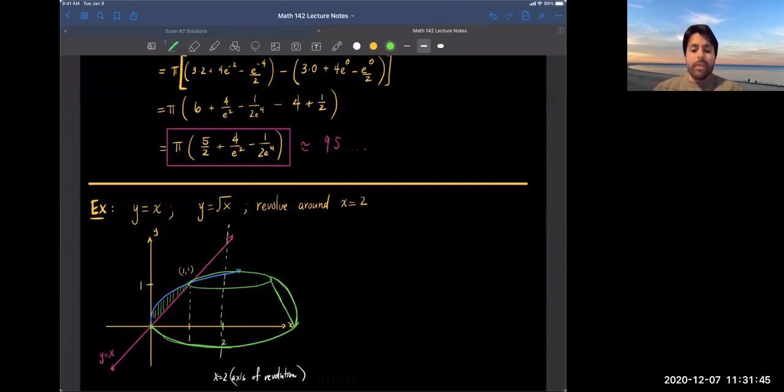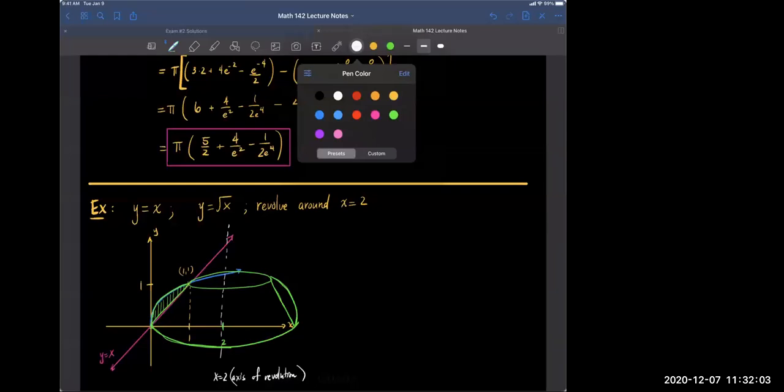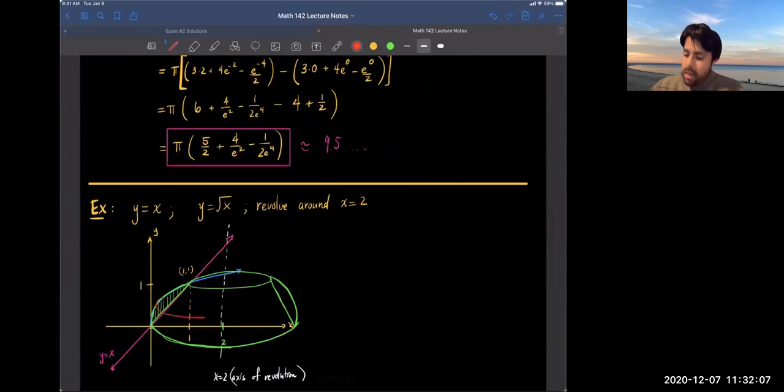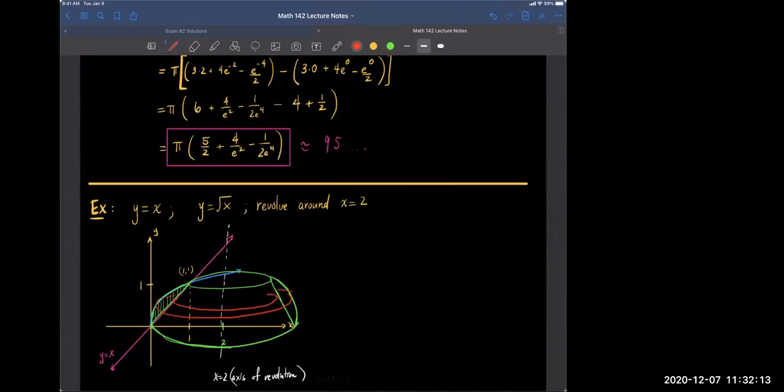And now, what is this now? How do I find it? I have to find washers, right? But now my washers are sliced from a horizontal point of view and stacked vertically. So now I have a washer that looks like this. I have a washer that looks like this. Right?